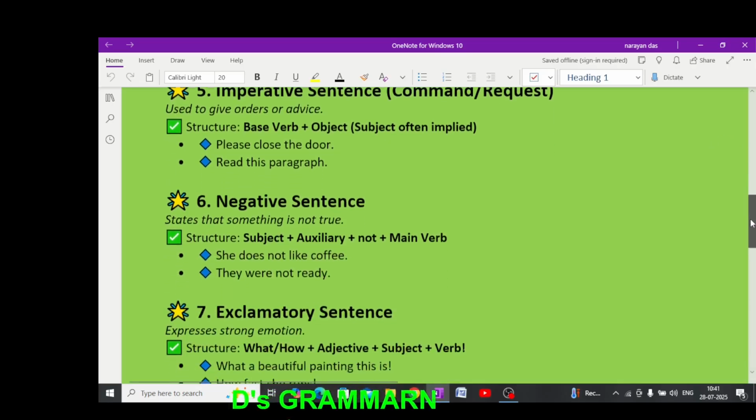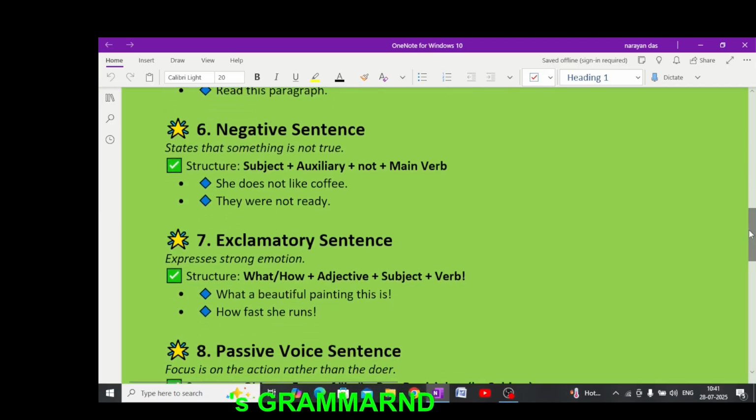Then we have negative sentences. All of you know it. Negative sentences state that something is not true. Structure: subject, auxiliary or helping verb, the negative word not, and main verb.